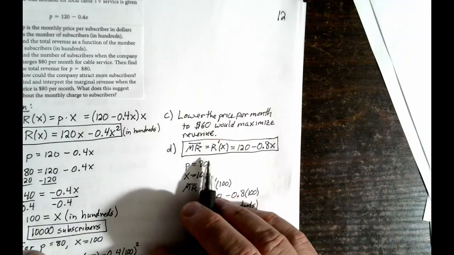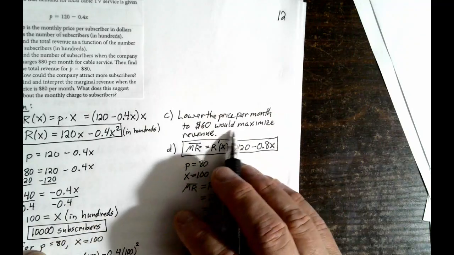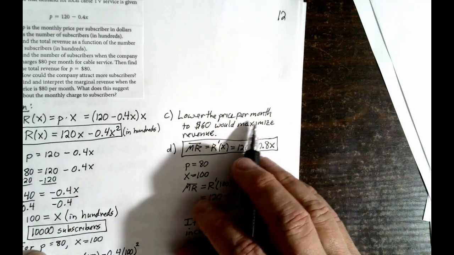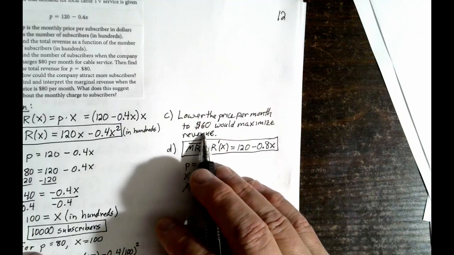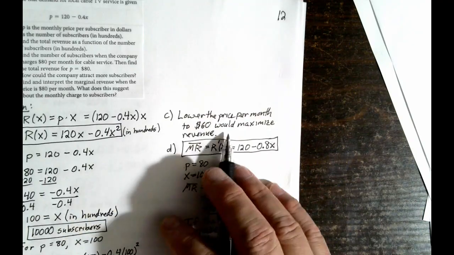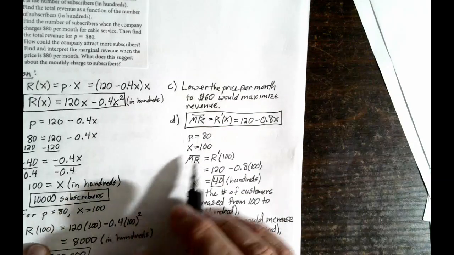C says, how can a company attract more subscribers? Well, if you look at the function, you can see that they will maximize their revenue if they lower the price to $60 instead of $80. So lowering the price will actually be a good idea here.